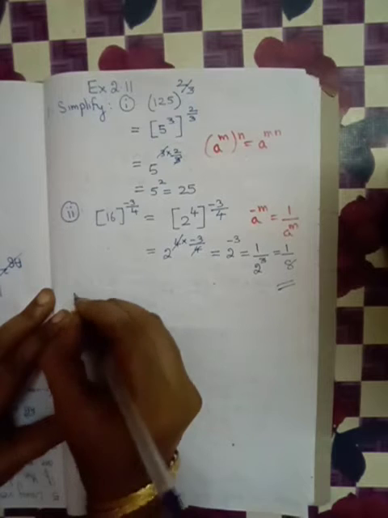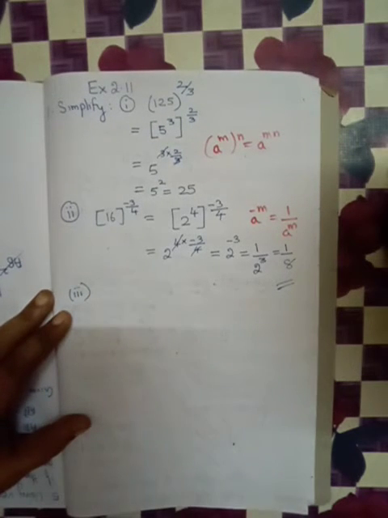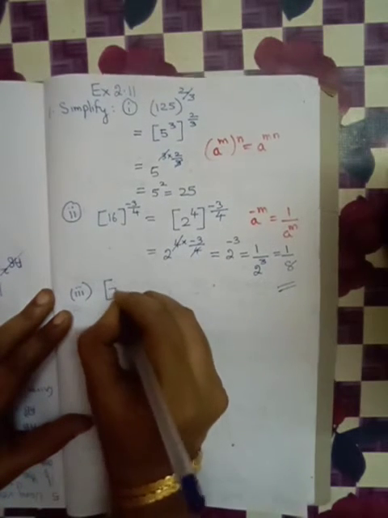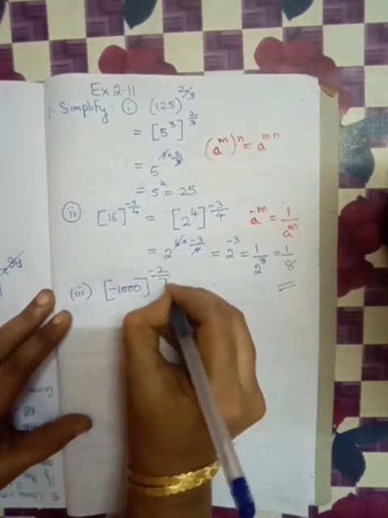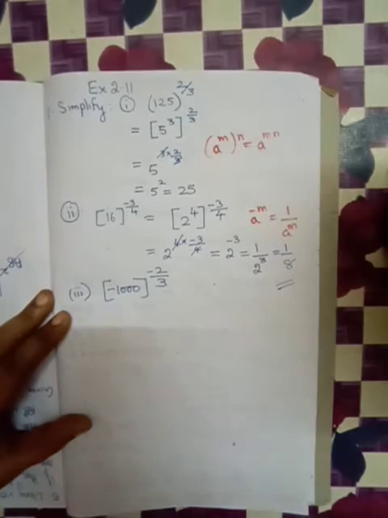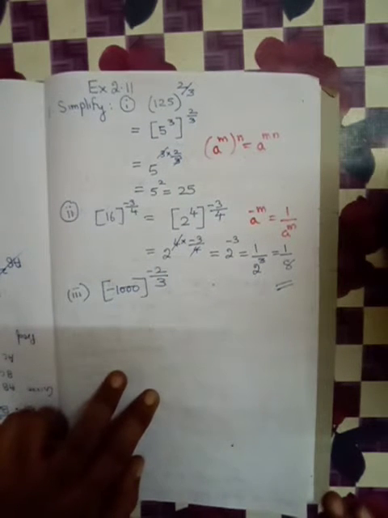Now third subdivision question. The third subdivision question is minus 1000 to the power minus 2 by 3.